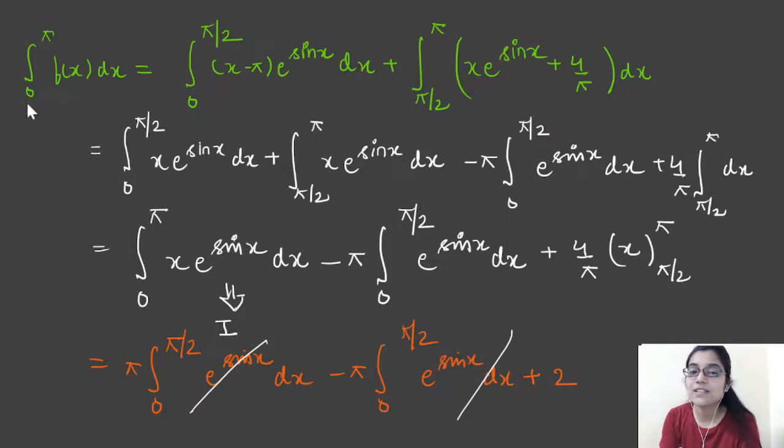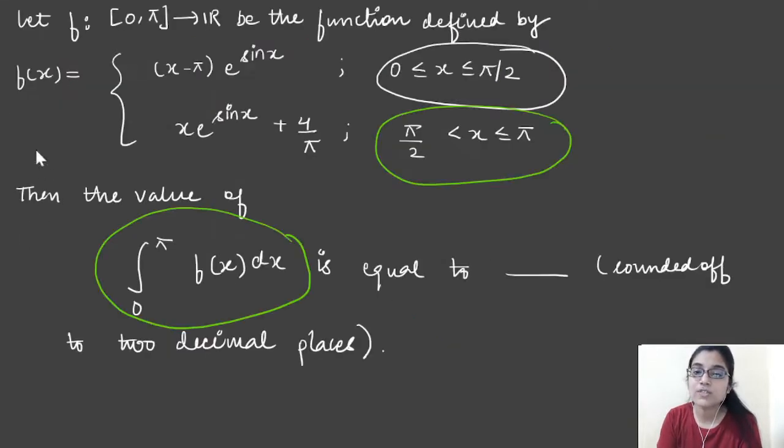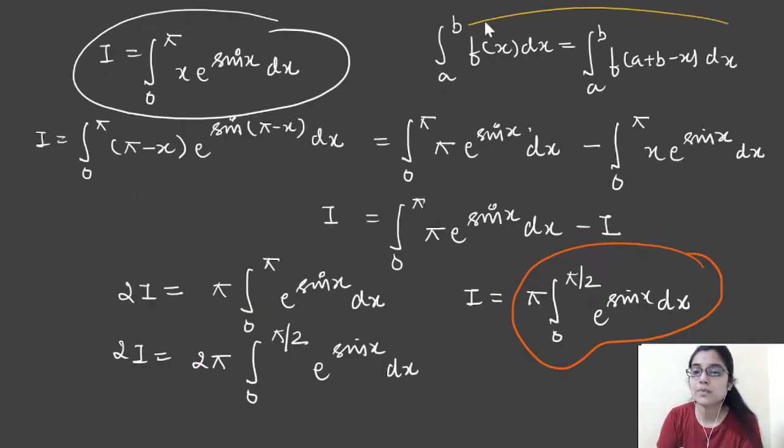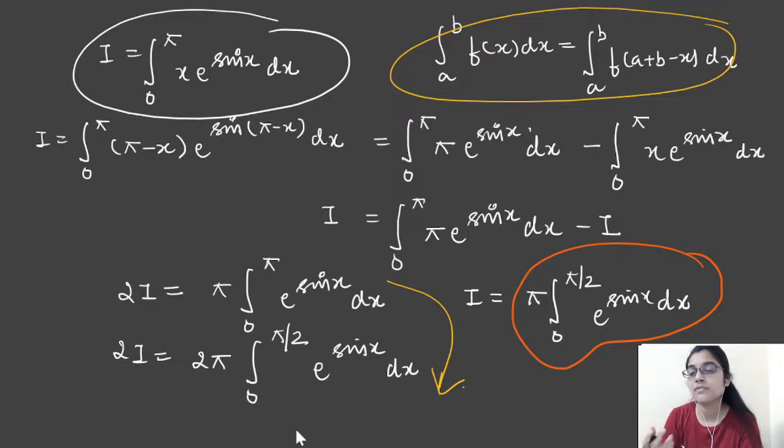So the answer we get for the integral from 0 to pi of f of x dx is 2. The question I asked you was a very simple one. You just have to use two basic properties: the first is the one we used earlier, and the second is the basic definite integral property of periodic functions. So this was the solution of our question of the day 2.